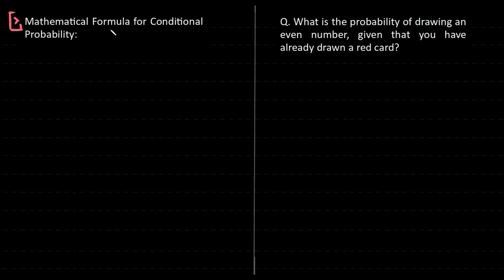Let's look at the mathematical formula that's required for conditional probability. So we have event B happening after event A has happened, given event A has happened. So what is the formula? Probability of B intersect A divided by probability of A. Okay, so this is the formula.